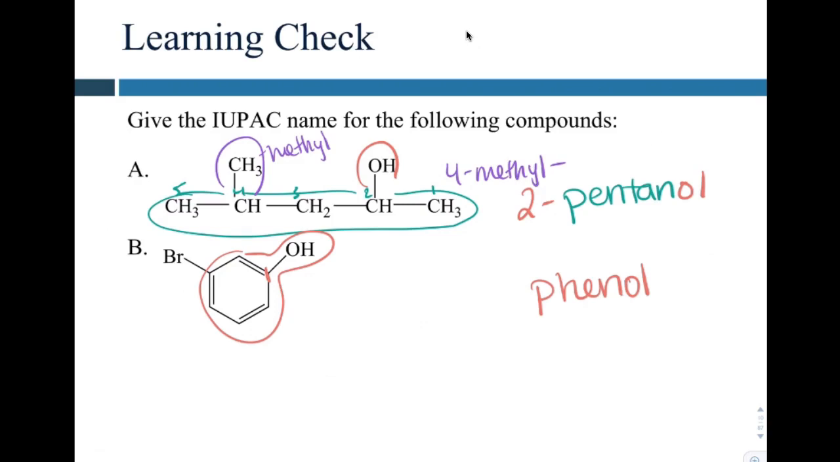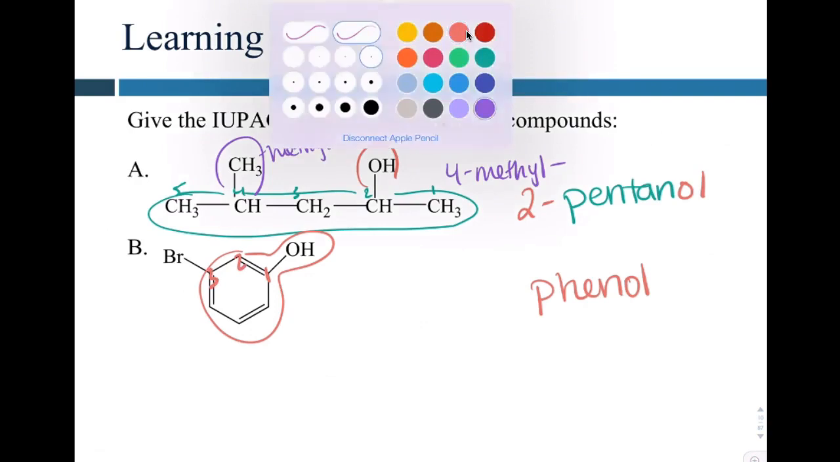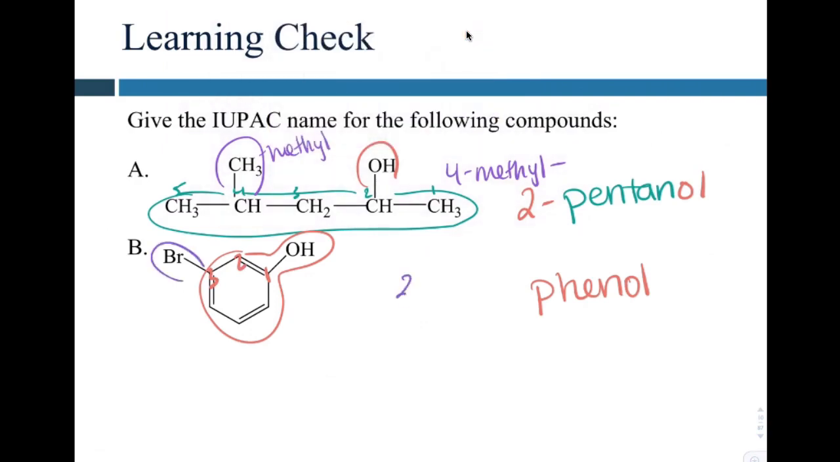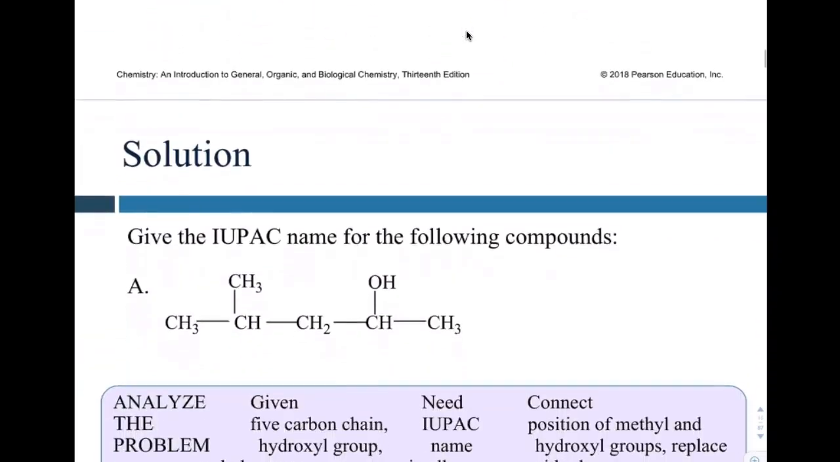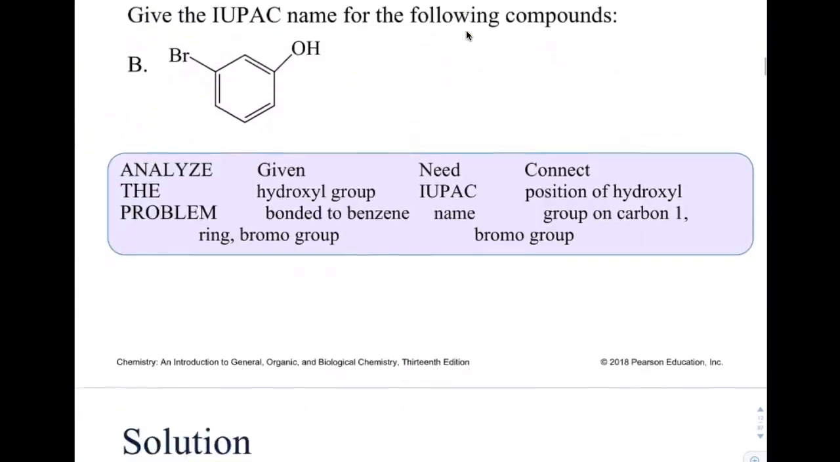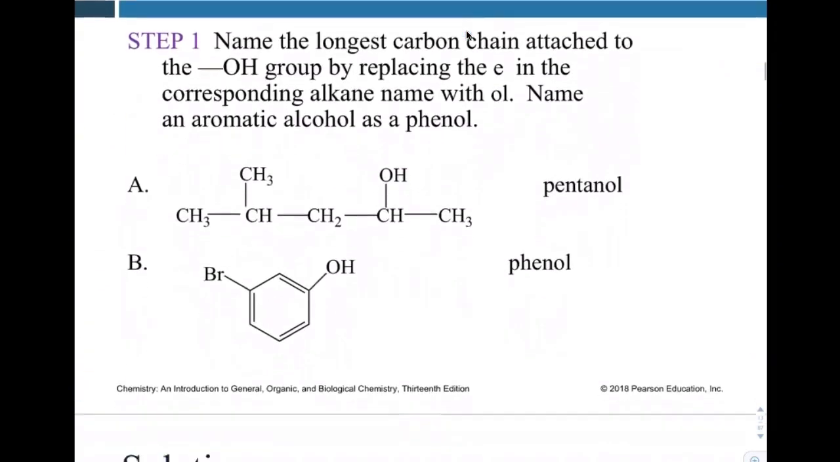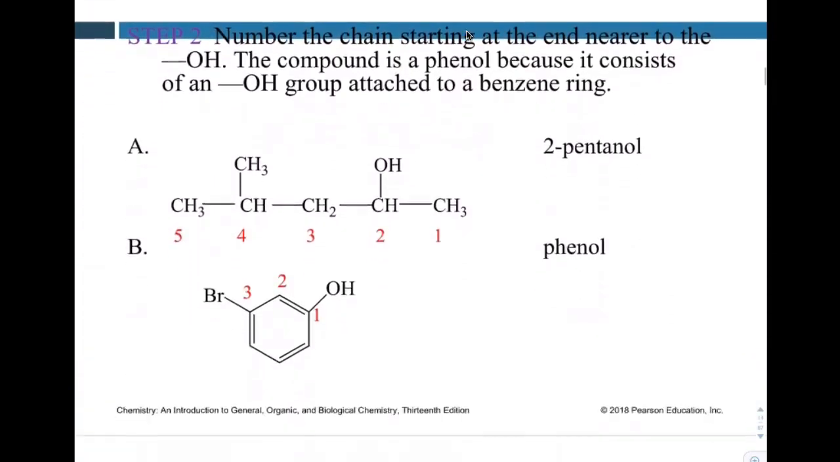And so I'm looking at that bromo over there, and I see the fastest way to get to the bromo is to go counterclockwise, so 1, 2, 3. And so I'm going to name this guy 3-bromophenol. And so this is just taking you through the same ideas. Cool.